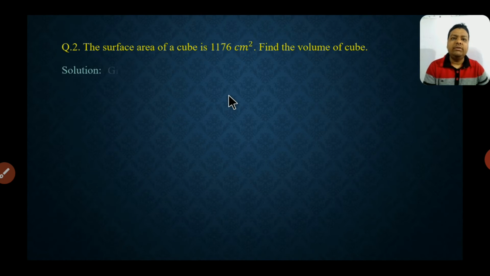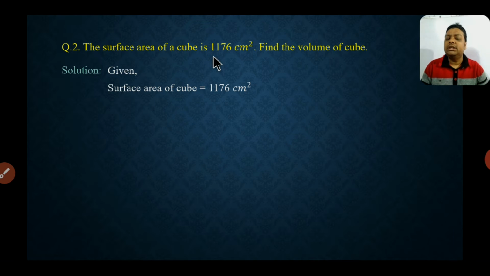At first, what is given? The surface area of the cube is 1176 centimeters square. If only surface area is given, most students get confused whether it is the lateral surface area or the total surface area. So if only surface area is written, then in that case we will take it as total surface area.